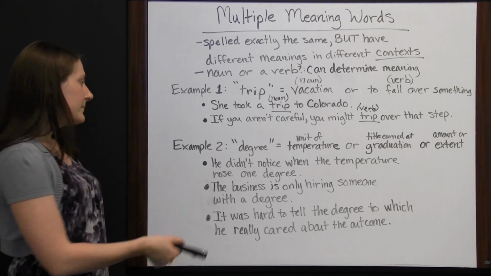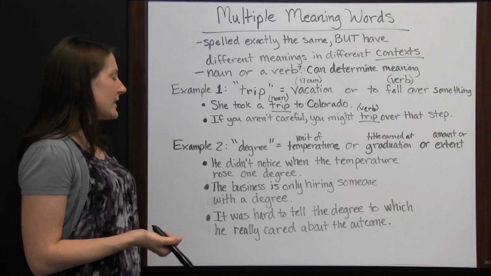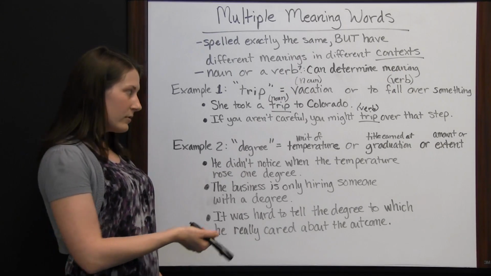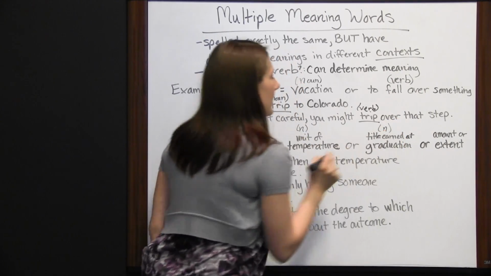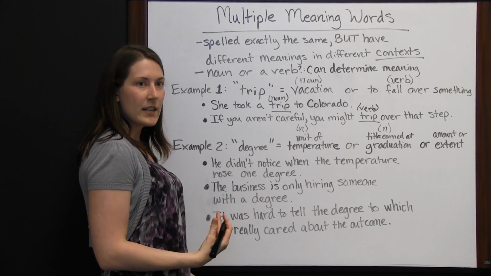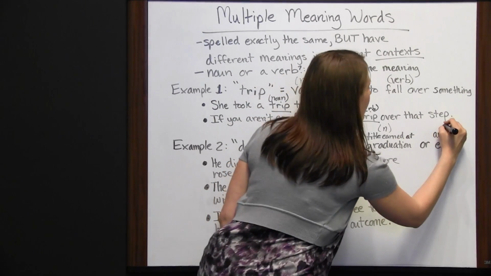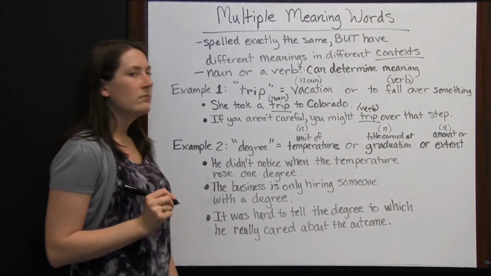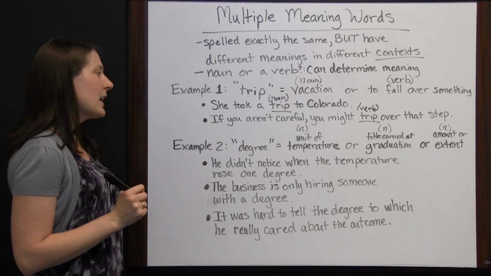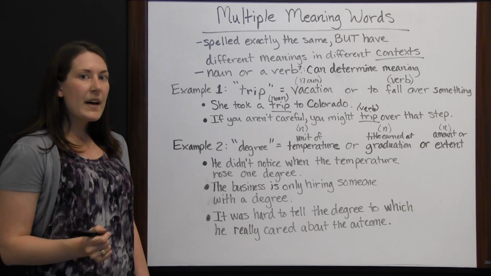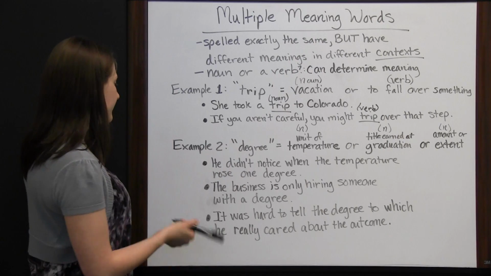Let's look at another example. Degree. Degree has at least 3 different meanings, and this one's a little trickier because they are all nouns. Unit of temperature is a noun. A title earned at graduation, if you earn a degree in astrophysics, that is a noun. Or the amount or extent of something is a noun. So finding the part of speech won't help you determine meaning with this particular example, but reading the sentence and using context clues can help you figure out which one we're talking about.